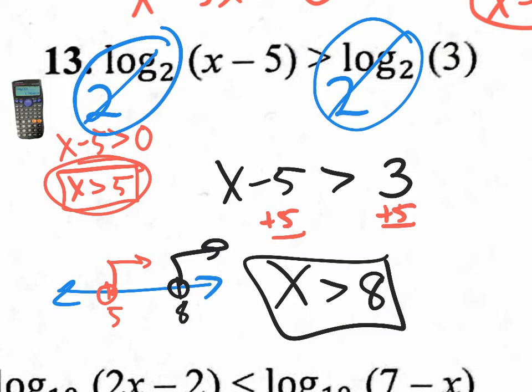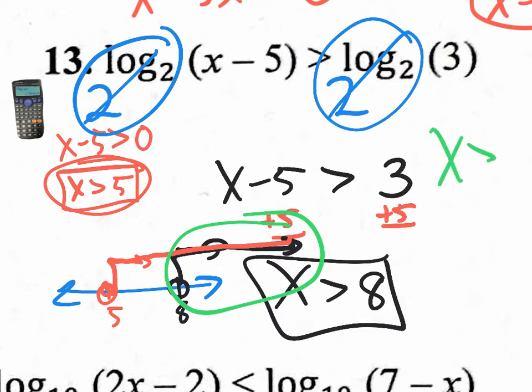Okay, because the black one goes this way forever. The red one also goes this way forever, but it doesn't start overlapping till right here. So that's just x is greater than 8. X is greater than 8. So this x is greater than 5, you don't include that in your answer because all you want to do is represent the overlap piece.